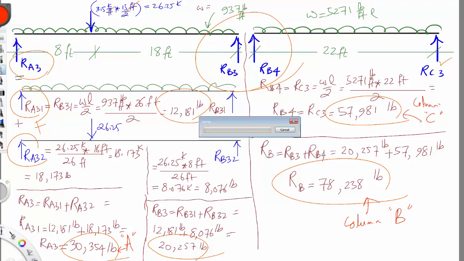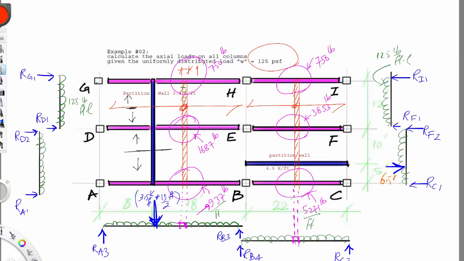You can continue with the same way of calculation for the rest of the beams, the interior beam and the other beams. So we did the calculation for this column, and for this column, and for this column. You can continue to do for these columns by doing the beams DEEF and GHHI.